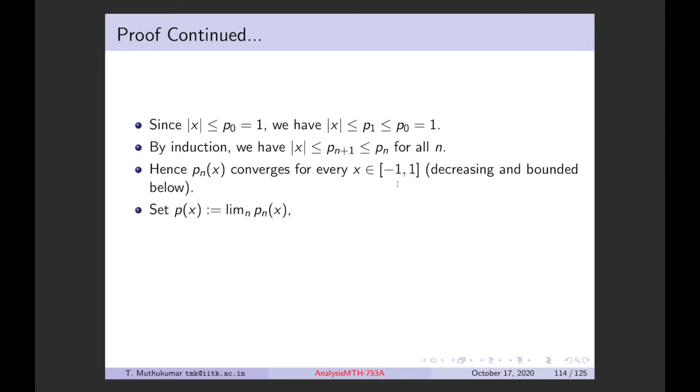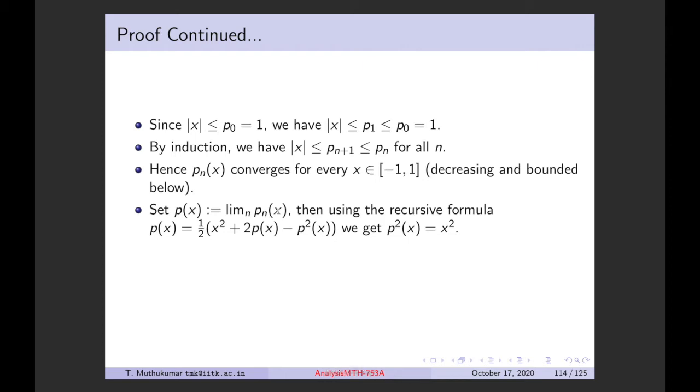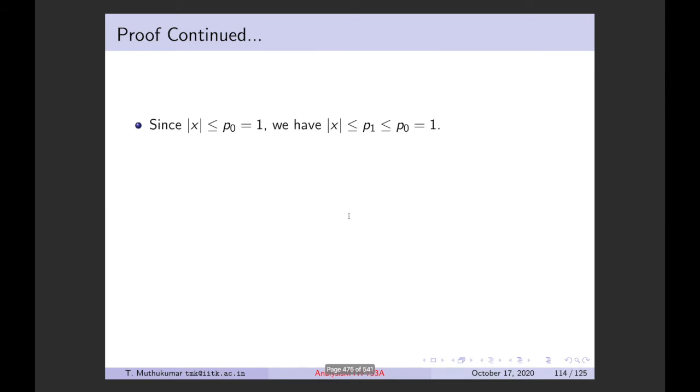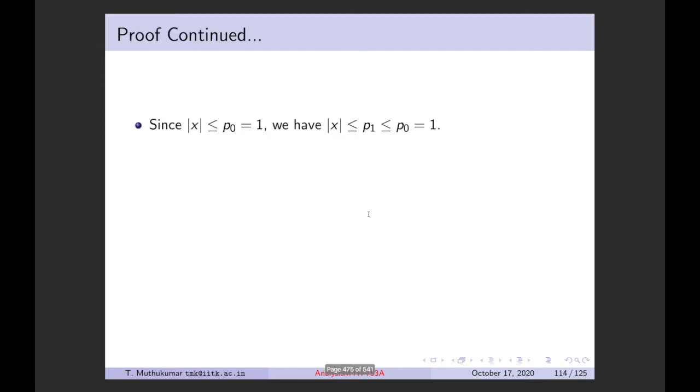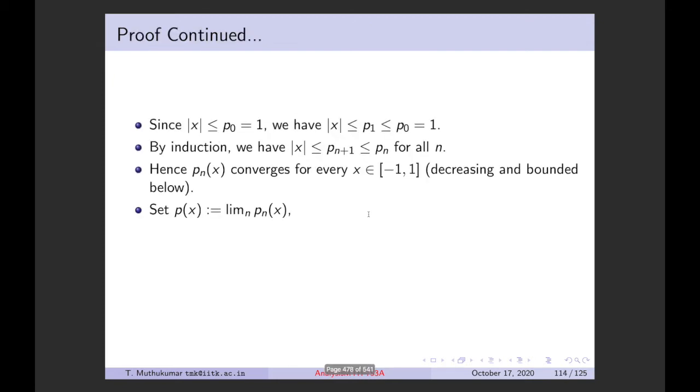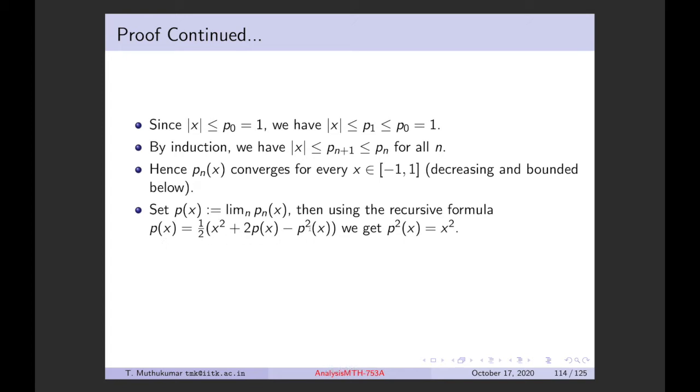So you call this the pointwise limit of this sequence, because it converges for every x. So define P(x) as the pointwise limit of the sequence that we have chosen. Now by the recursive formula, we know that Pn converges to P, Pn+1 converges to P, Pn square converges to P square, and so on. So we have a recursive relation for P as well.